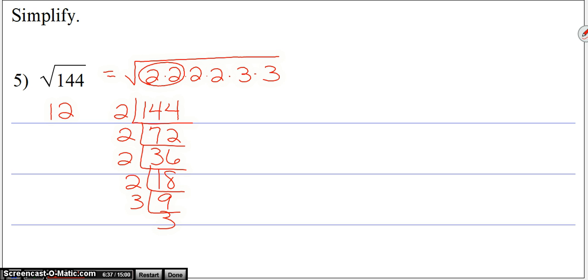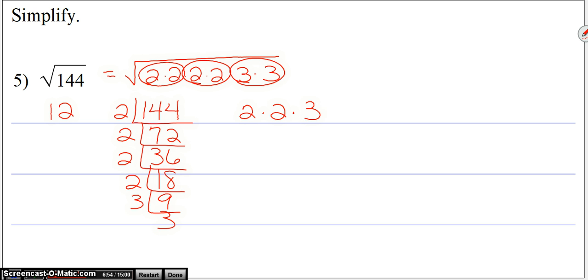So I've got this set of 2's, I've got this set of 2's, and I've got this set of 2's. And so what happened is everything got circled into a group. And so each of those things gets to go out. That's the first 2, that's the second 2, and that's the third 2, with nothing left inside of a radical.